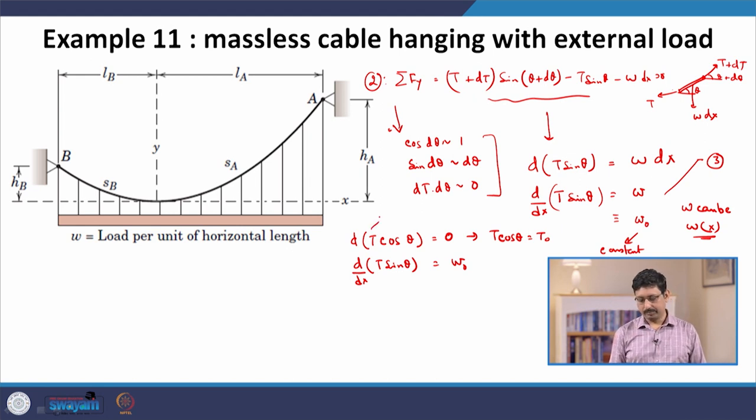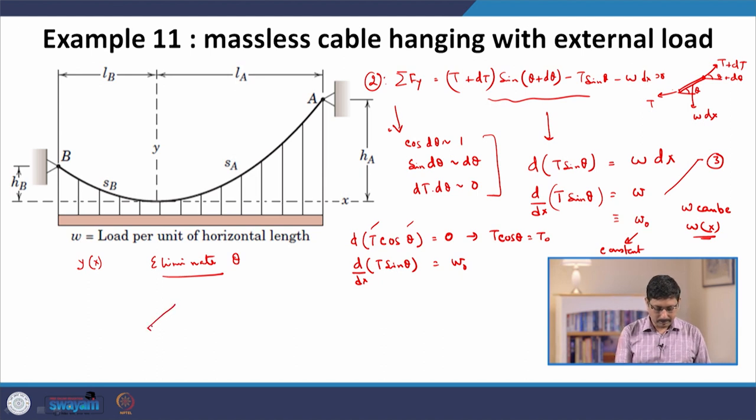T is an unknown, and we also have theta, which is an unknown. The problem asks you to calculate y as a function of x, which represents the shape of the cable. So, we need to eliminate theta and replace it by y. Now, how do we do that? Note that there is a simple geometric insight. If I look at this piece of the cable, it has a length which is dx, and it has an elevation which is dy, and this is the angle theta. So, from geometry we see that tan theta is equal to dy/dx.